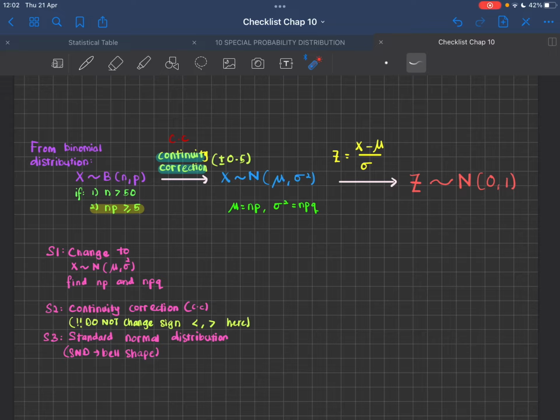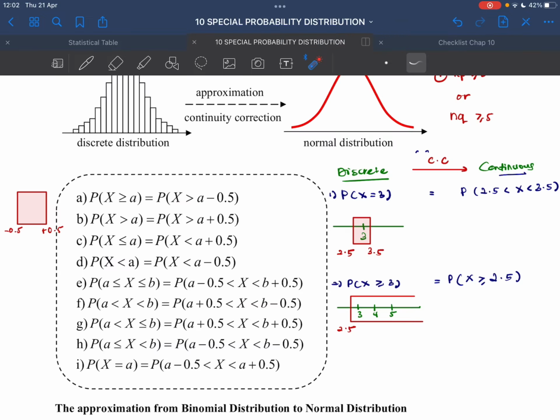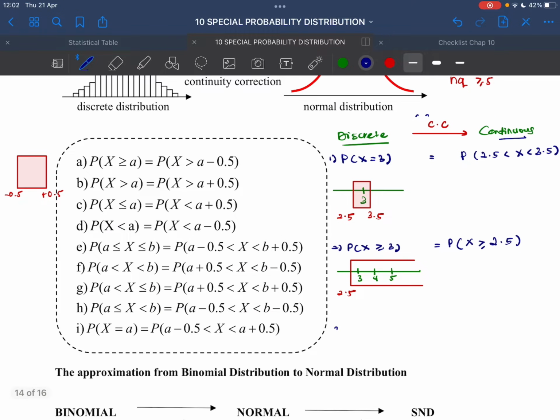We don't need to change to greater or less than for continuity correction. We just simply add or minus 0.5. Okay, let's try one more question. If I have P(X less than 3). Okay, so let's represent that in number line. Less than 3, 3 is not included. So we have 2, 1. Let's just put 3 here and so on.